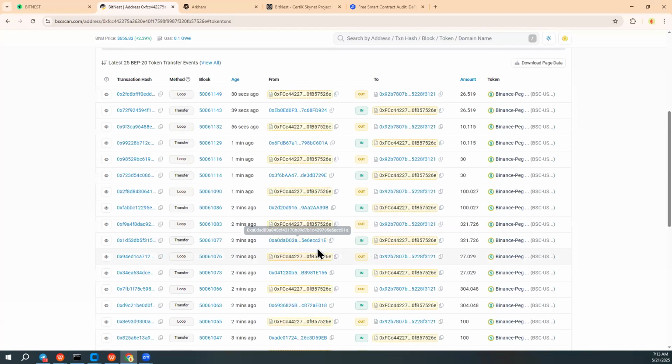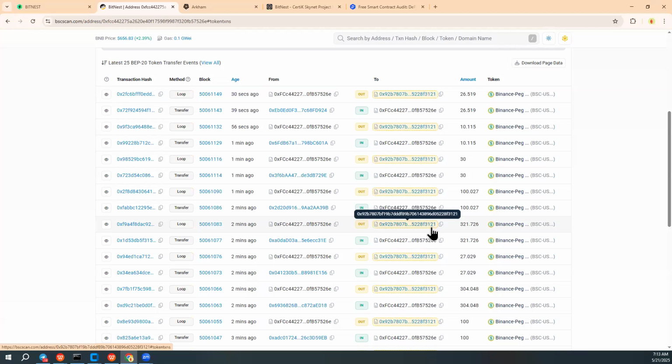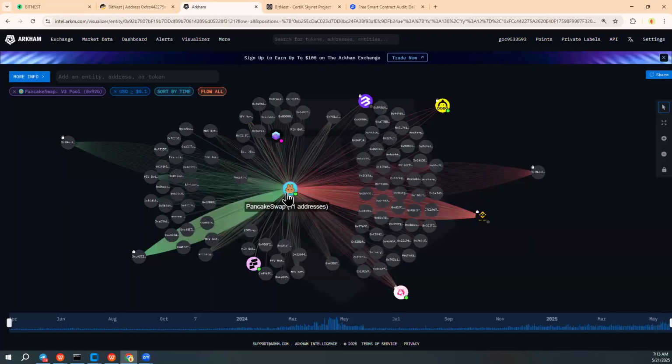So you can see here C1, C31E, he joined the loop with 321. You can see it goes in, and then the money is in the loop already. And then 526E, the smart contract, sends out the fund to the 3121. All right. Where is the 3121? This. Okay. You can see all the funds showing up to here.